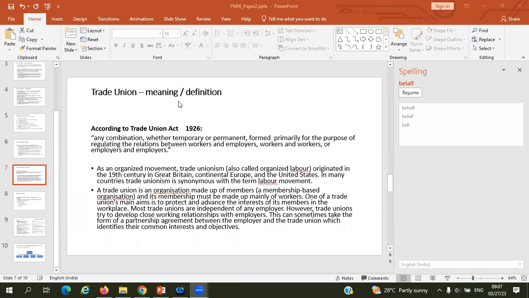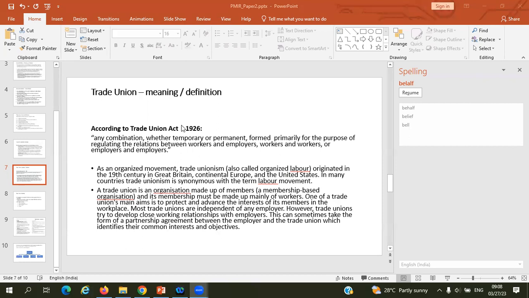Ahead we will read the definition, then we'll discuss a few examples. What are the functions of trade unions, what they do, then we'll understand better. Sometimes you see a bandh or strike happening. They are big trade unions, they are organizing, they are calling the strike. So those are one example of trade union.